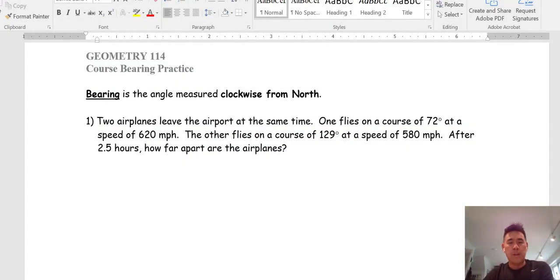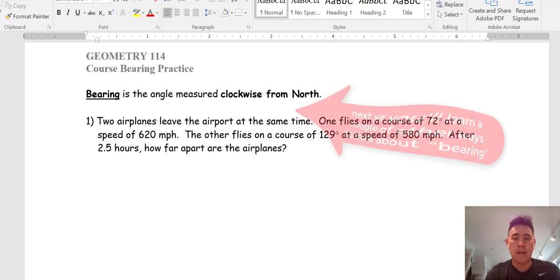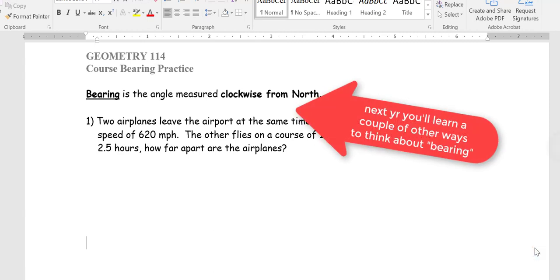One of the more fun units that we do, which encompasses law of sine, law of cosine, and some trig, is the course bearing unit, the course bearing section. Basically, we're going to start out by defining bearing as the angle measured clockwise from the north.